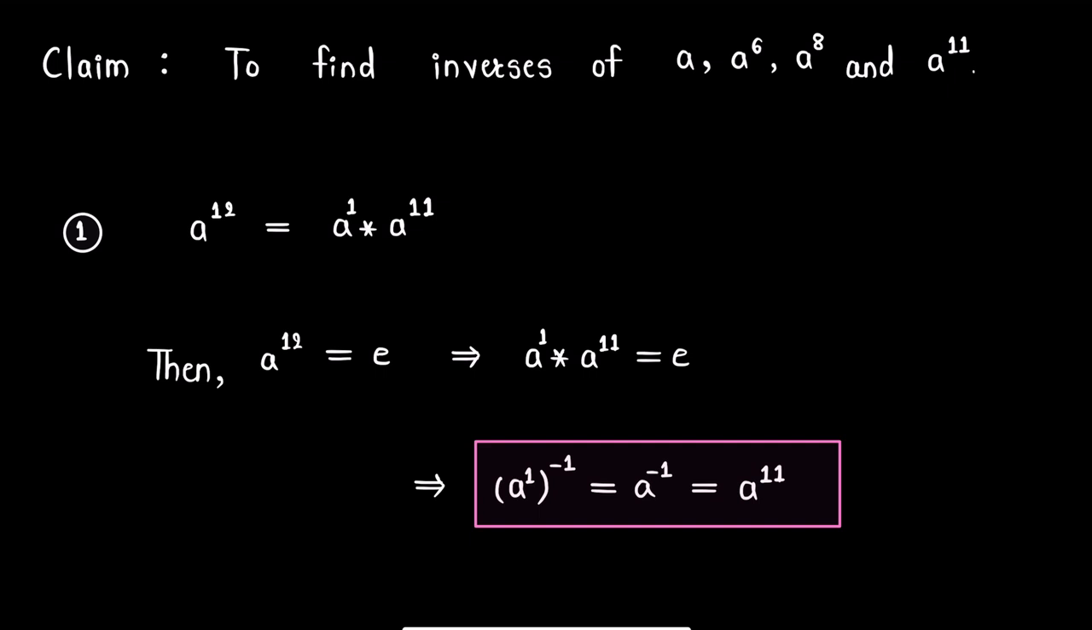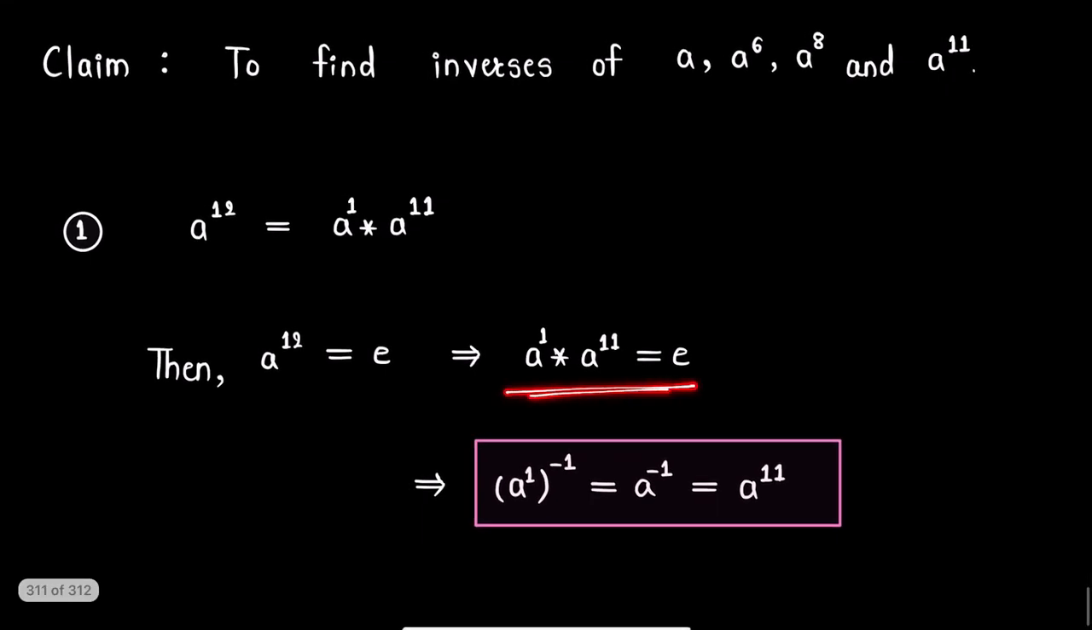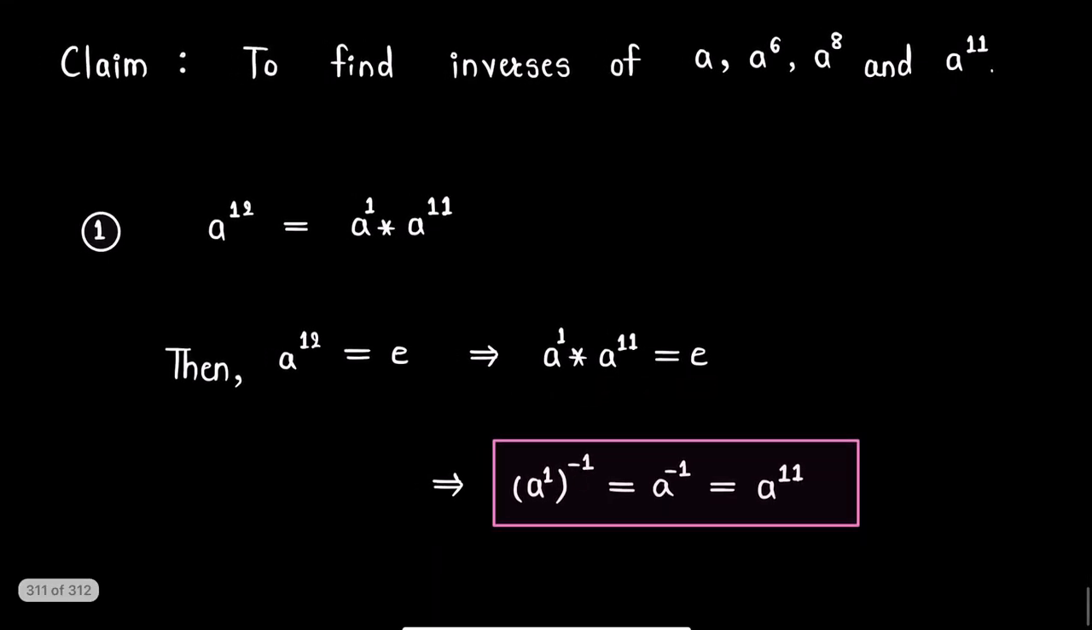Now as it is given that all these are elements of the group, and in a group the inverse element is unique, from this expression we get the inverse of a^1, that is the inverse of a, will be a^11. So the inverse of a^1, that is a, will be a^11.